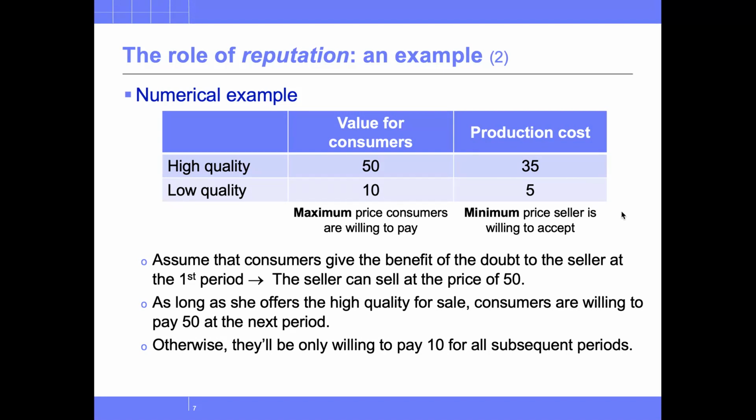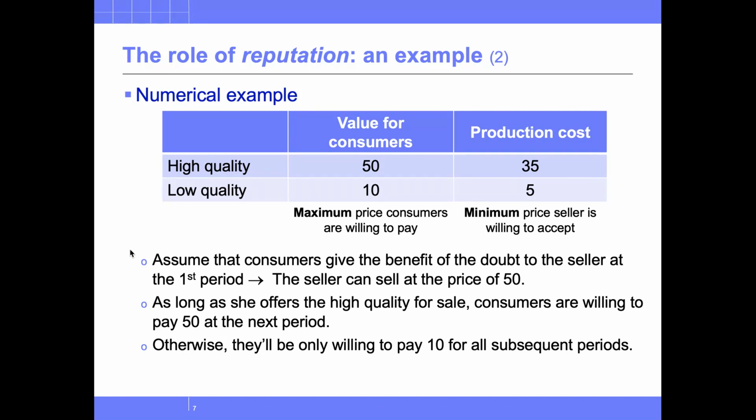Now, the sellers have different production costs according to which quality they put on the market, and it is 35 for high quality and 5 for low quality. So this is the minimum price that a seller is willing to accept for a unit of either high or low quality. Remember also that we have a large number of consumers, all the same, so they all have these willingnesses to pay, and that puts the seller in a very strong bargaining position. Basically, the seller can extract the whole surplus from consumers by quoting a price which is just equal or just below the maximum price that consumers are willing to pay.